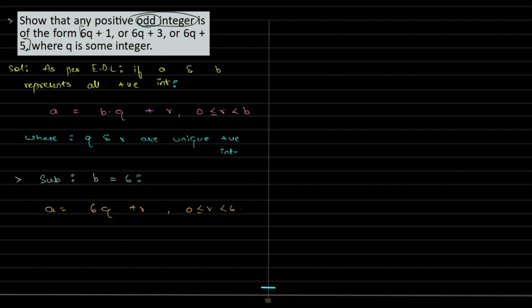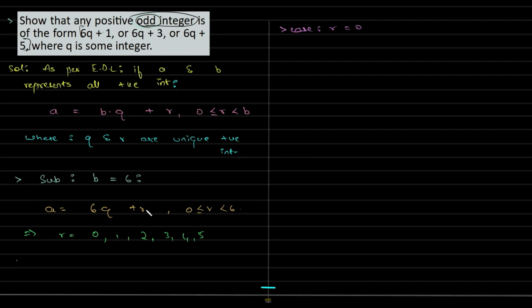This is what we have to know. Next, this implies a remainder should be equal to 0, 1, 2, 3, 4 and 5. The remainders can be any one of these. So now we're looking at different cases. We will start off with the case when the remainder is 0.